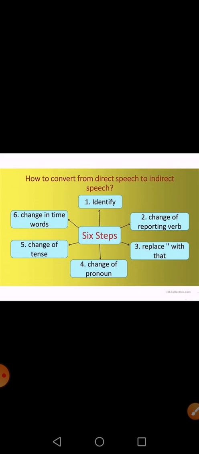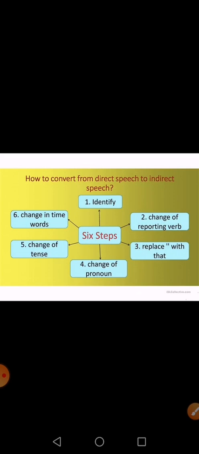Now, first of all, what is subject? Subject is the doer. Subject is the person who is doing the action. What is object? Object is the person or the thing which receives the action. So we can say object is the receiver.